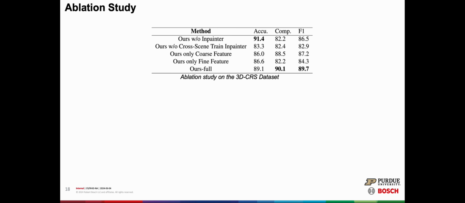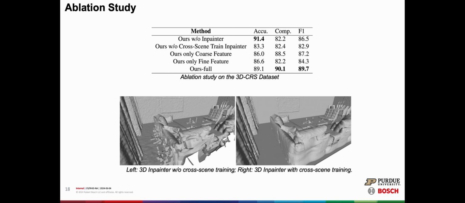We highlight the effectiveness of the 3D Implanter, specifically trained across various scenes. Without cross-scene training, completeness shows a much lower score than our full method. This also confirms that only a well-trained 3D Implanter can accurately predict occluded surfaces.